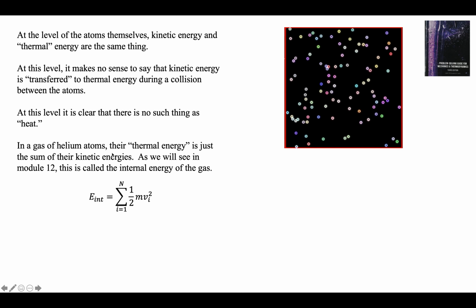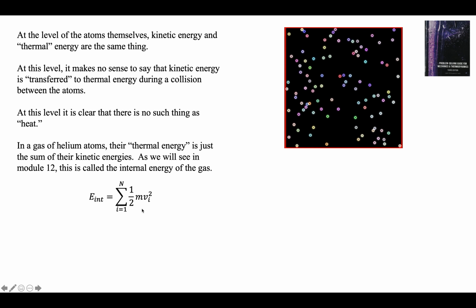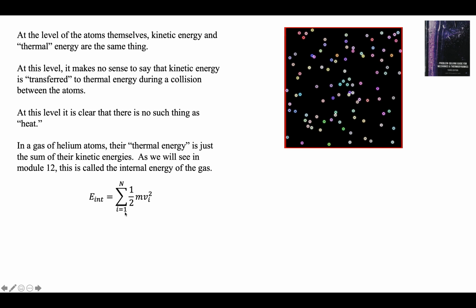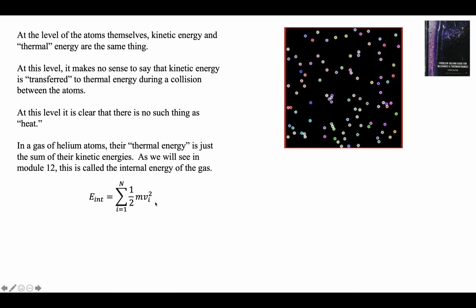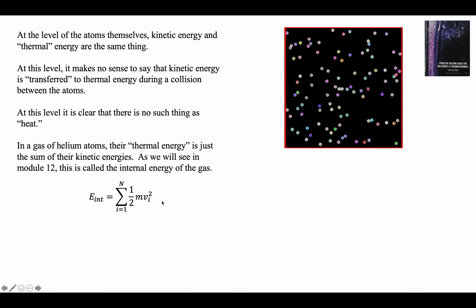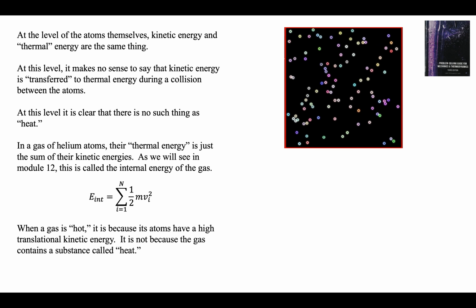The internal energy of the gas is the sum of the kinetic energy of all the atoms in the gas. So atom 1, atom 2, atom 3, atom 4, atom 5, all the way up to capital N, the number of atoms in the gas. If we sum up all of their kinetic energies, that's the energy of the gas. It's a monatomic gas. The only way it can have energy is by virtue of its kinetic energy.